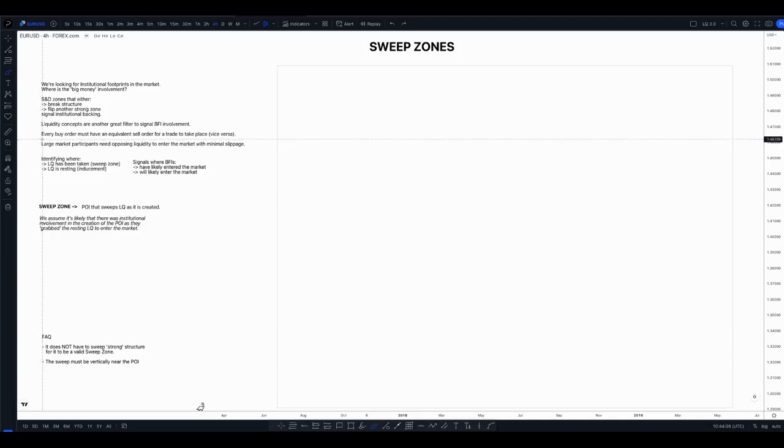So now, taking a step back to what we talked about in the theory lesson: every buy order must have an equivalent sell order for a trade to take place, okay? Like I said, if you need to buy 10 apples at $2, you need someone selling at least 10 apples for $2. Otherwise, there can be no trade taking place. So if you're a large market participant, you're going to need the equal and opposing liquidity to enter the market with minimal slippage, okay?